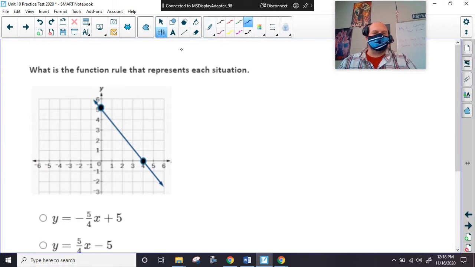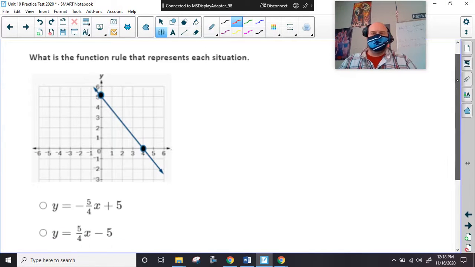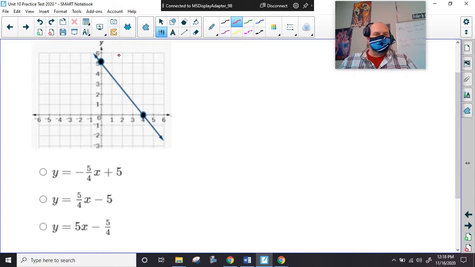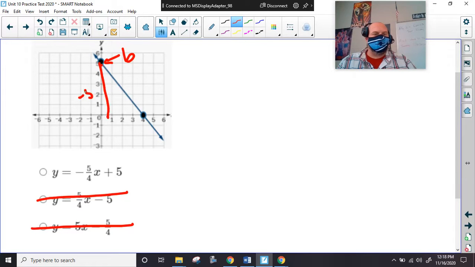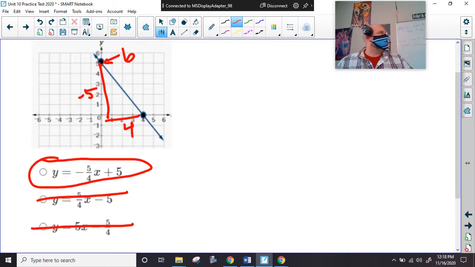All right, write the function rule that represents this. All right, this is my b. It's a positive 5. We should automatically cancel these two out. Okay, if you need to, you go on this. It looks like we go down 5 and over 4. Well, that would make your slope like this.